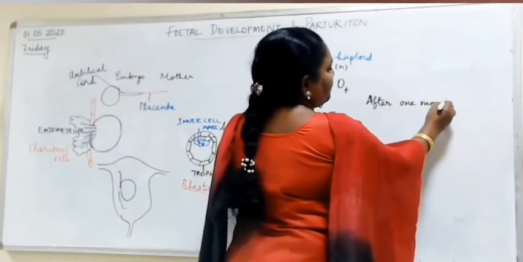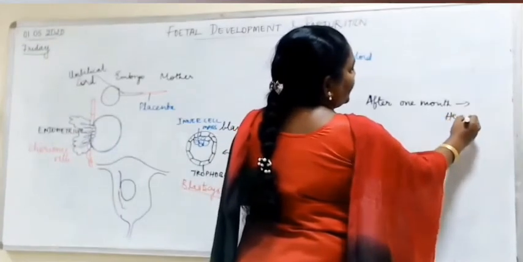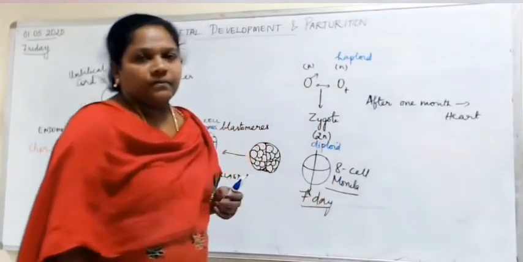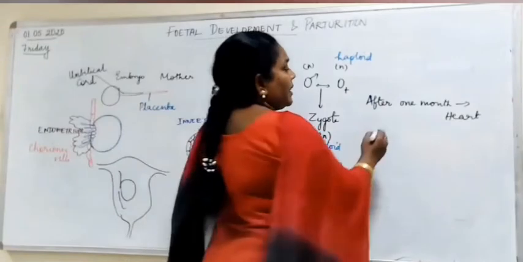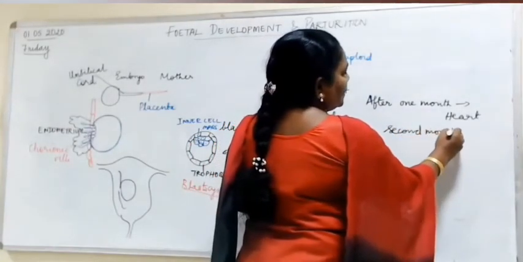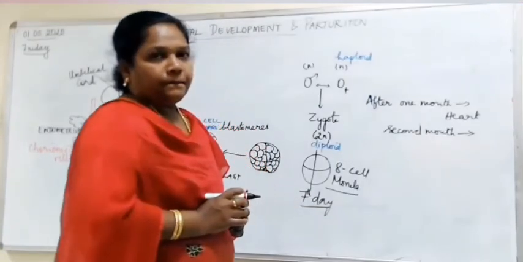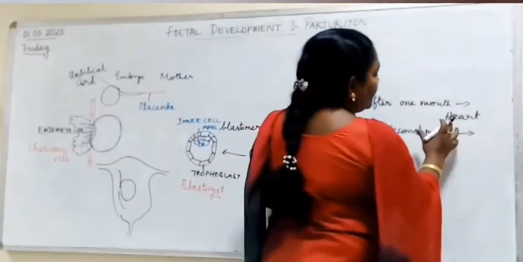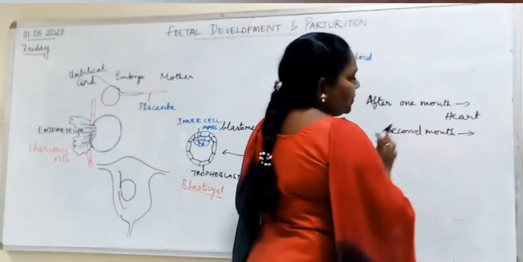After 1 month, you can see the heart developed in the embryo. Can you understand? Okay. Then after the second month, what happens? The changes seen here after the second month are the digits and the limbs. Digits and the limbs will be developed.